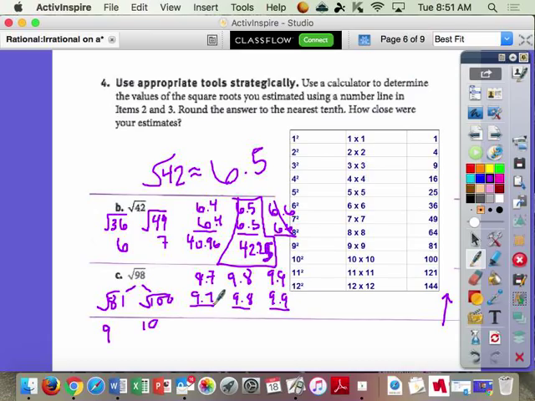Okay, again, I'm just multiplying the number by itself. So we have 9 and 7/10 times 9 and 7/10. That's 94 and 9/100. That's not really close. 96 and 4/100. That's not really close. 98 and 1/100. Ooh, I don't think you can get any closer than that. So the square root of 98 is about 9 and 9/10. Okay?